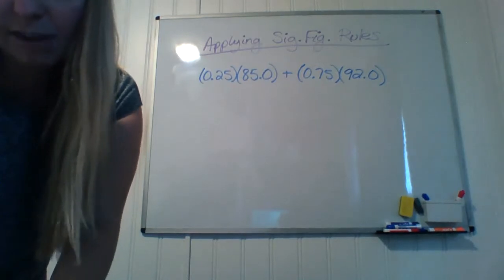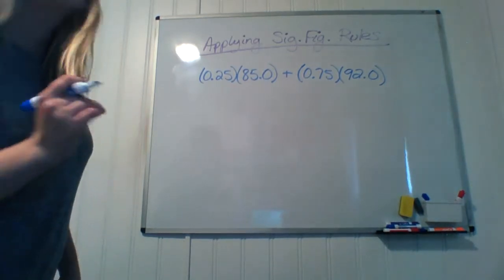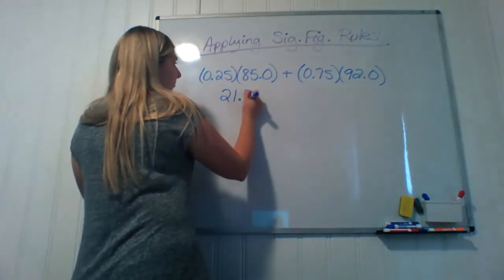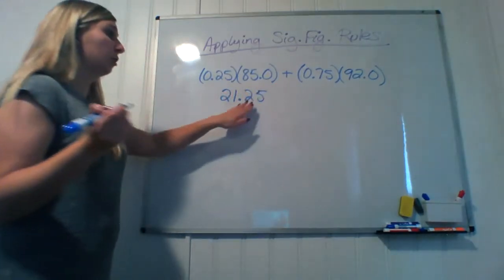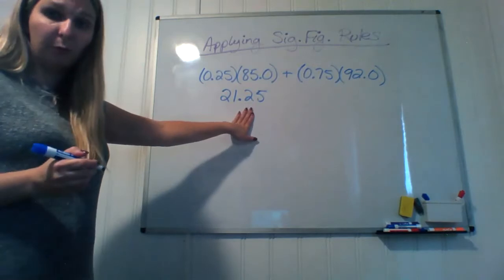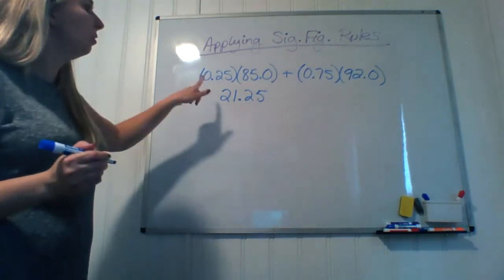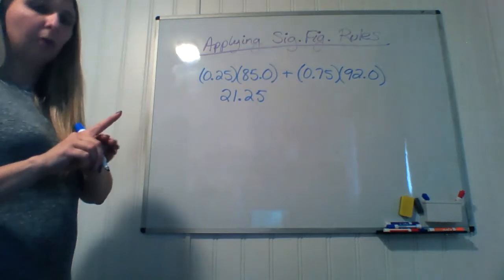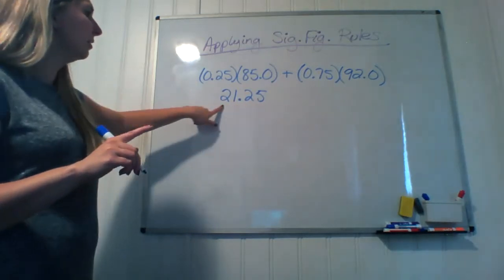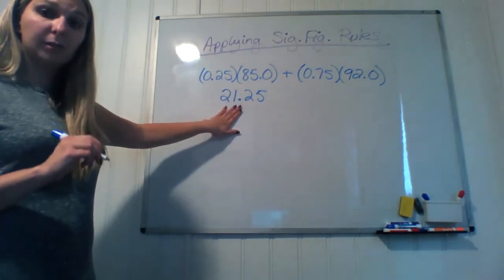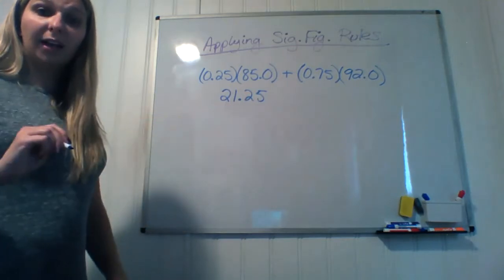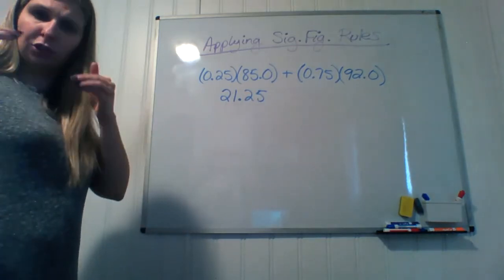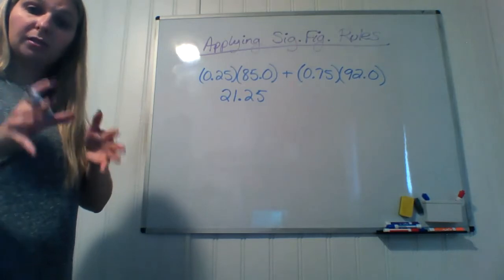0.25 times 85 is 21.25 from your calculator. Okay, so you want to keep the digits from your calculator, but you want to also be keeping track of the significant figures as you go. So even though we have all these digits, not all of them are significant. So I want you to get in the habit of underlining in each step which numbers are the significant numbers from that calculation.